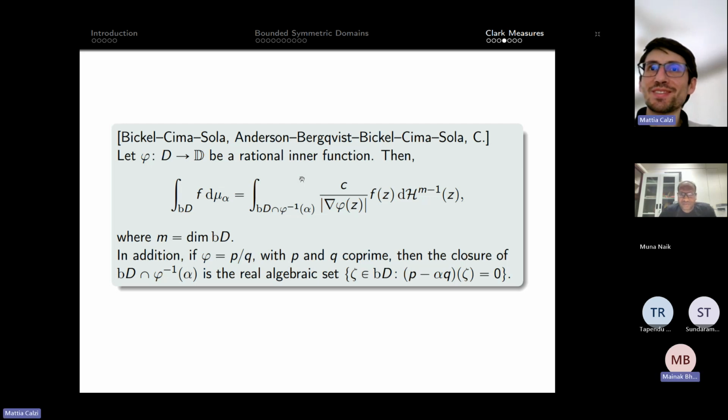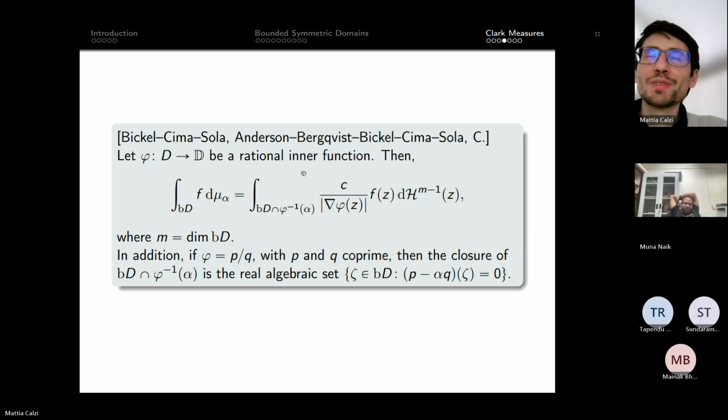And in the proof, are you using the structure of the rational inner functions somewhere? Sorry, I didn't understand. I'm saying that in the polydisc case, these rational inner functions have a special structure. Are you using that structure? There is a structure. They have a precise description.